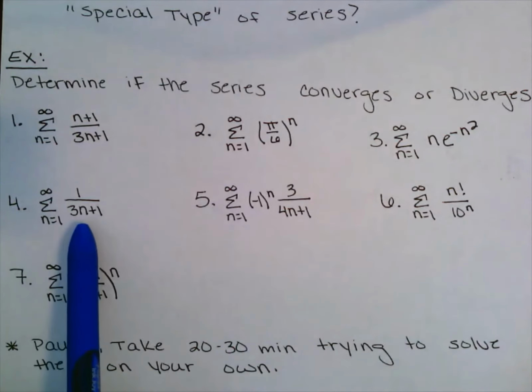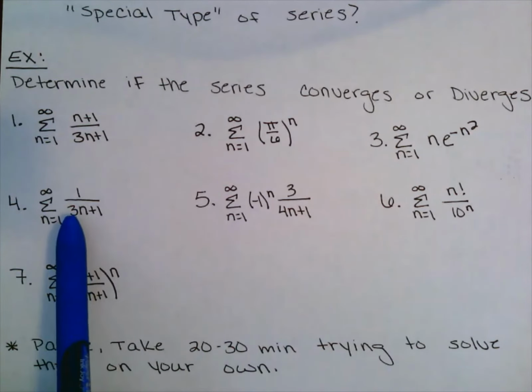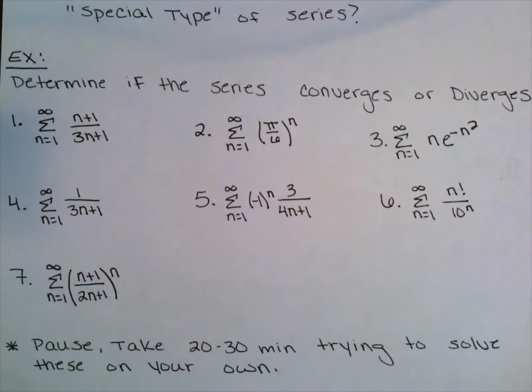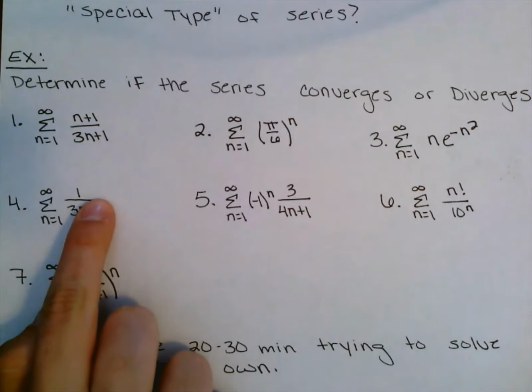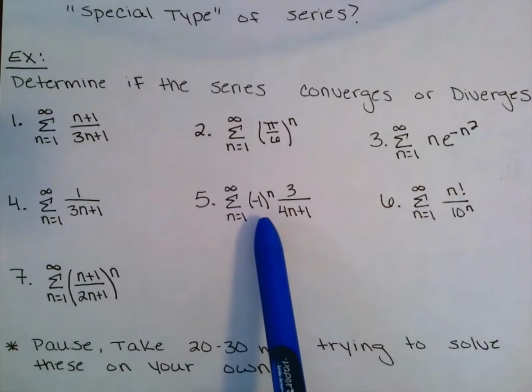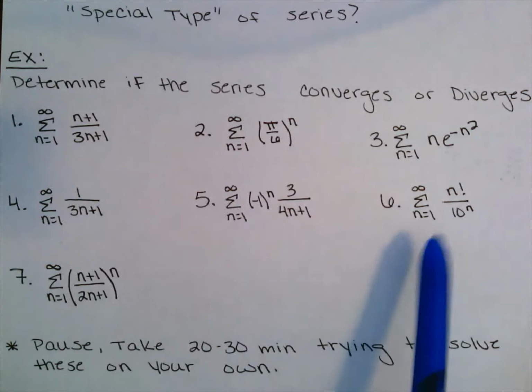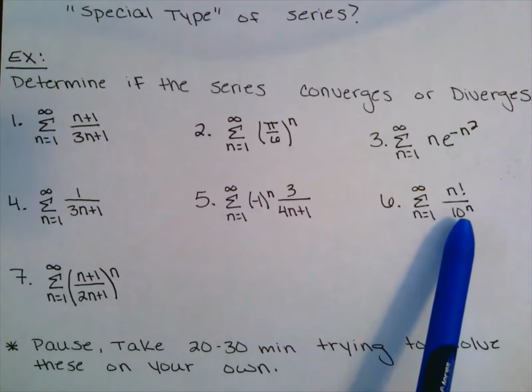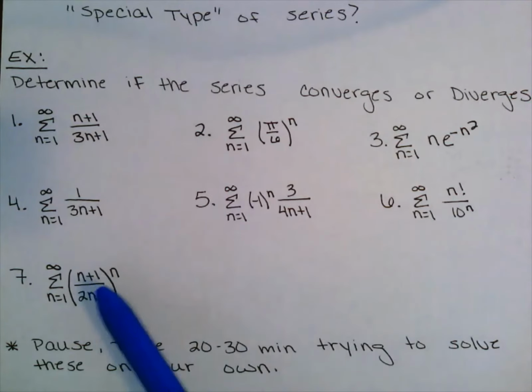Now, for 4, when I try the nth term test, this one is bottom heavy, so it does not work. I would have to try something else. So if I don't see any of my other special types, maybe I can try ignoring this +1, and then I can use one of my comparison tests. Over on number 5, this (-1) raised to the n hopefully makes you think of alternating. Here on number 6, the fact that I see an n factorial and an n in the denominator's exponent makes me think of that ratio test. And then for 7, the fact that I have this n as an exponent to the entire fraction makes me think of the root test.